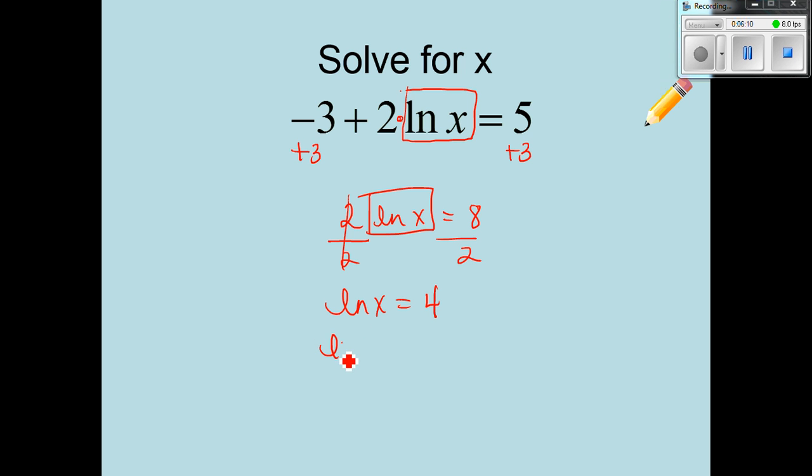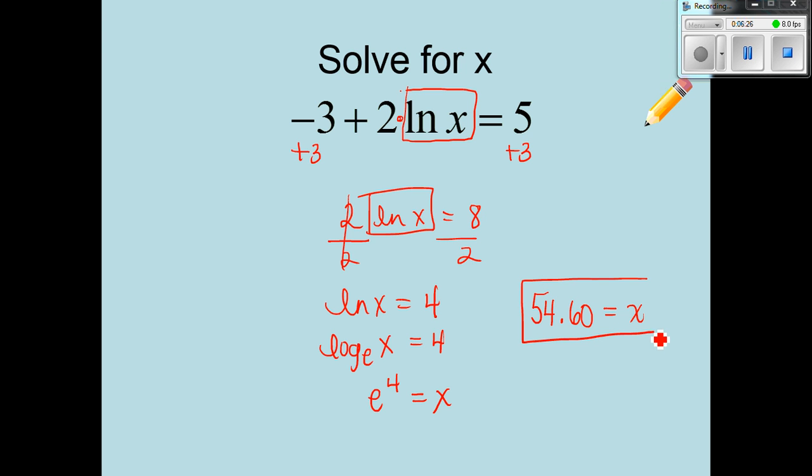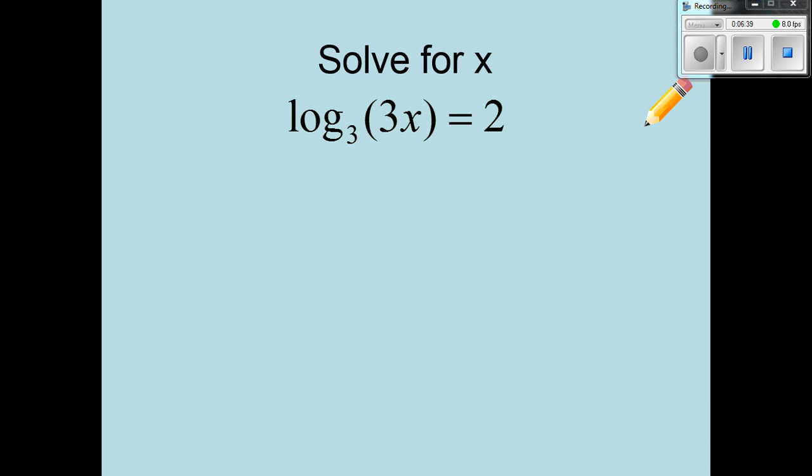Ln of x is the same thing as log base e, remember? And then I can say e to the 4 is equal to x. I can plug that into my calculator, and e to the 4 is 54.60. And that's what x approximately equals. All right, and I can type that back into my calculator, negative 3 plus 2 times ln of 54.6, and I should get approximately 5. All righty, let's do another one here.